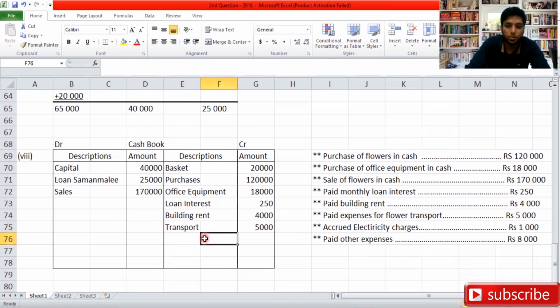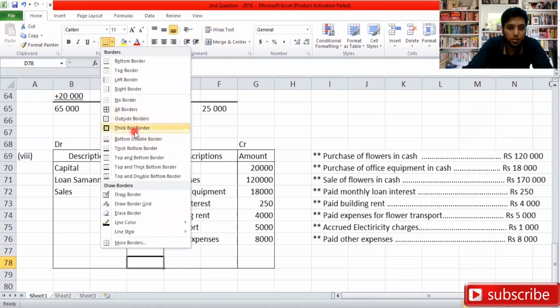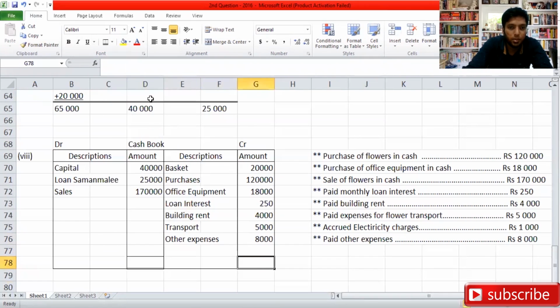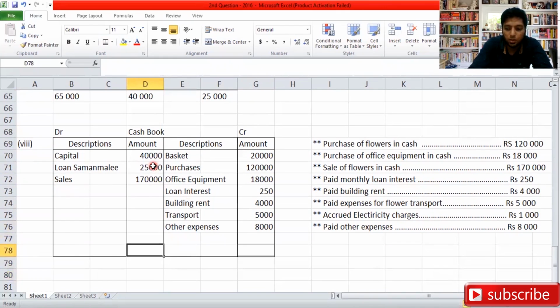Then we are moving on to the next part. Other expenses, how much is other expenses? 8,000. I'm going to balance this sum. I'm balancing this sum now. I just want to know how much is on the debit side. 235,000. Then I'm going to take the same amount to this side when you're balancing.